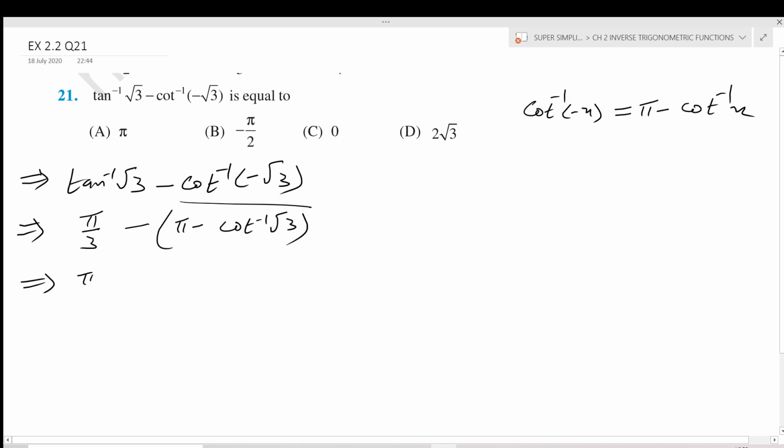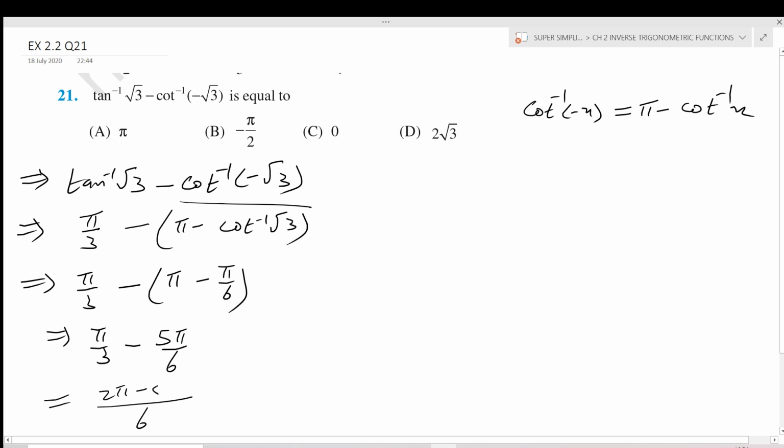Now what is the value of cot inverse root 3? Cot inverse becomes root 3 at 30 degree. That means at pi by 6. So we have pi by 3 minus 5 pi by 6. Pi minus pi by 6 is 5 pi by 6. So this becomes minus, you take the LCM and you get minus 3 pi by 6, which is equal to minus pi by 2, which is option B. So the correct option here is option B.